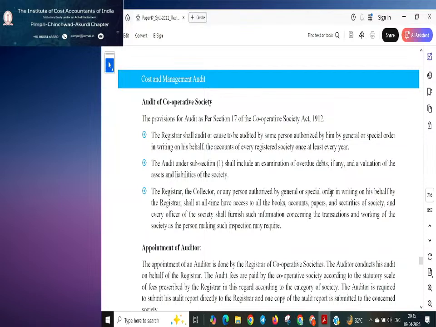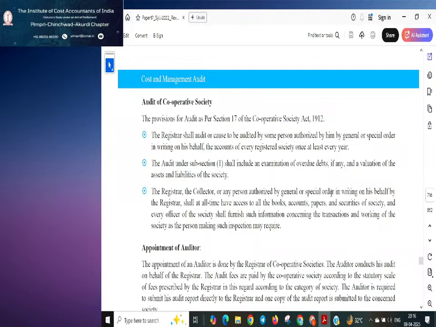The audit under subsection 1 shall include an examination of overdue debts, if any, and a valuation of assets and liabilities of the society. This is what we have seen in the preliminary stage itself. These are the two things that are important: one is examination of overdue debts, another is valuation of assets and liabilities of the society.